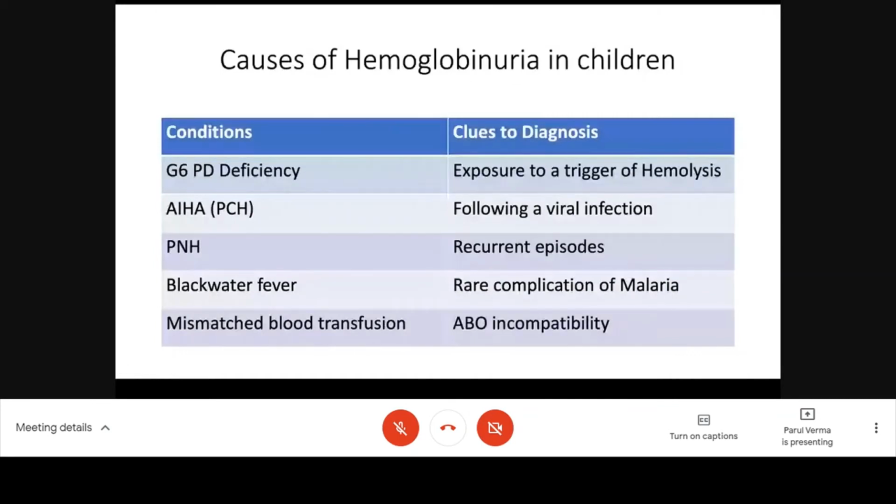How common is PNH in children? Either of you can answer. Is it common? No, ma'am. It's rare, not common in children. Typically, when we screen our aplastics, we get small clones of PNH in them, but that does not manifest as PNH.